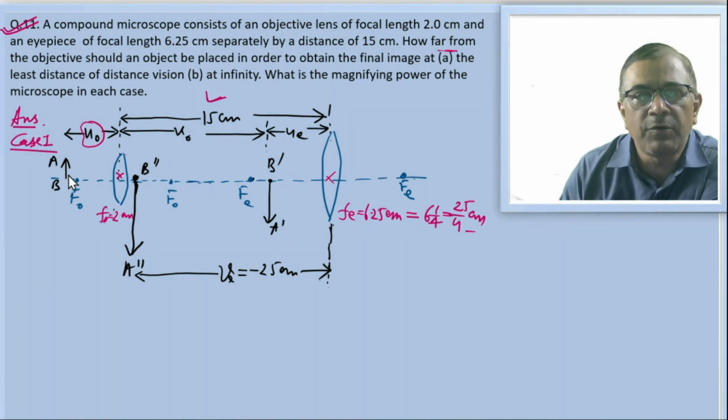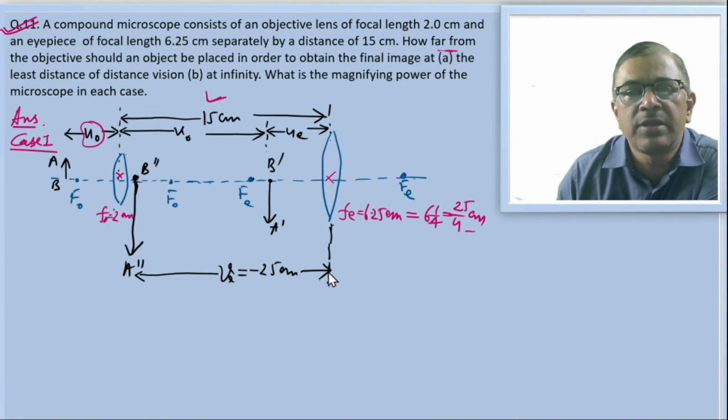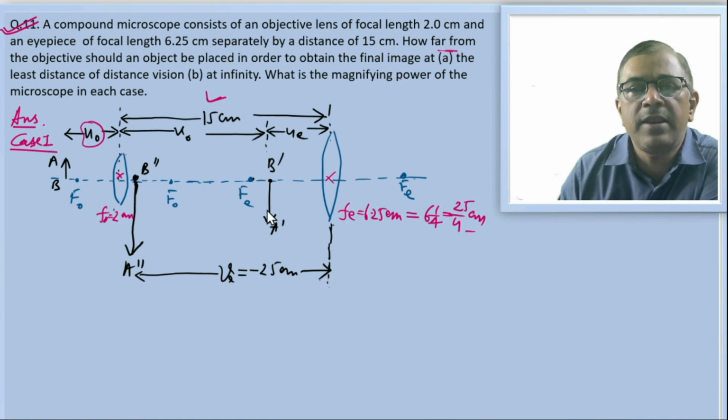The position of this object is such that the final image A double dash B double dash is formed at the least distance of distinct vision. And for this to happen, A dash B dash should be properly placed within the focal length of this eyepiece. If we see this problem carefully, then we'll notice that VE is known and FE is also known. Let's use the lens formula for the eyepiece. And the lens formula is 1 by VE minus 1 by UE equals 1 by FE.